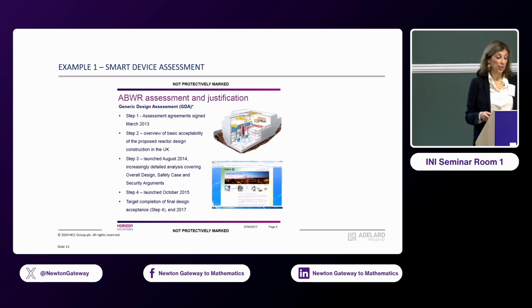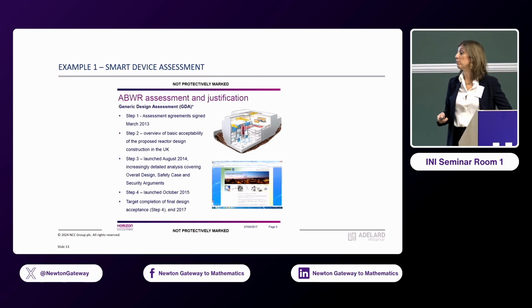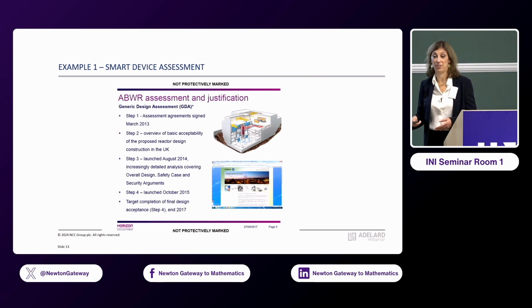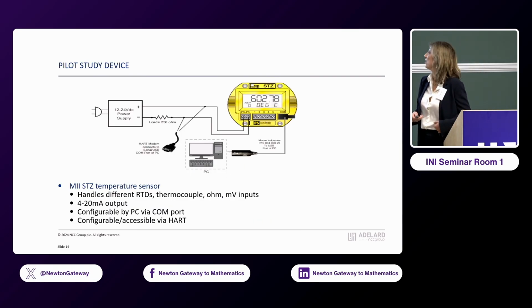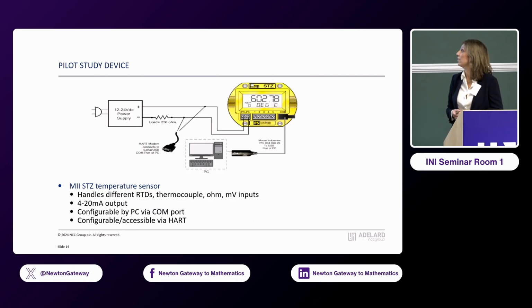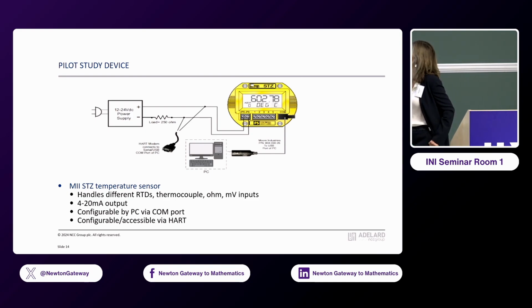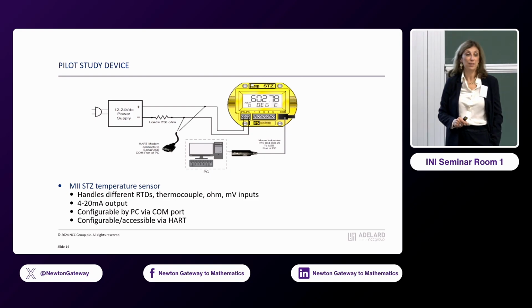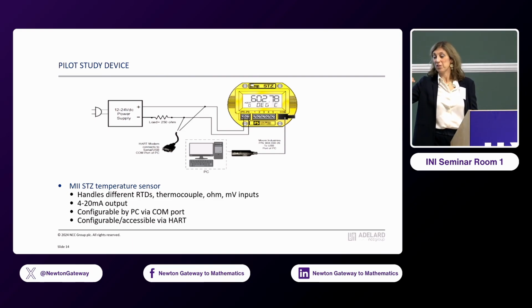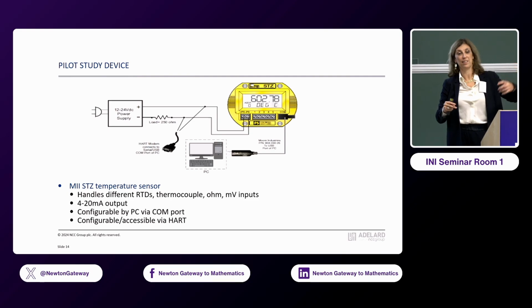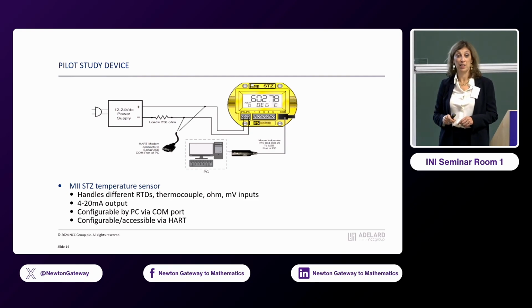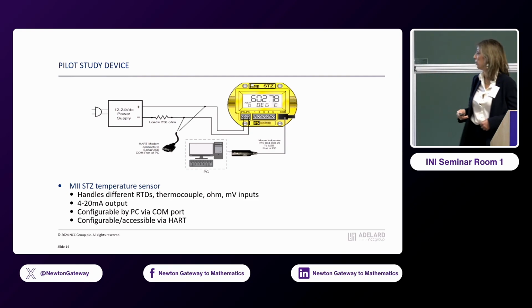And part of this work, they needed to demonstrate to the regulator that they knew how to assess smart devices. So we did a pilot study to demonstrate how we did that. This is a temperature transmitter, so it's got lots of different potential sensors that you put in one end, and then you produce a 4 to 20 milliamp output depending on the temperature.